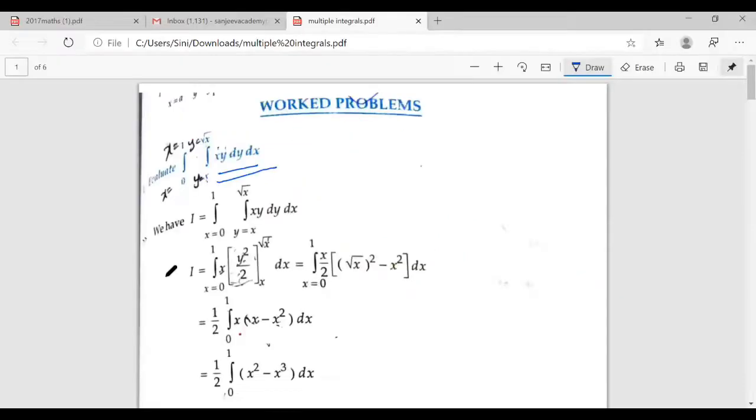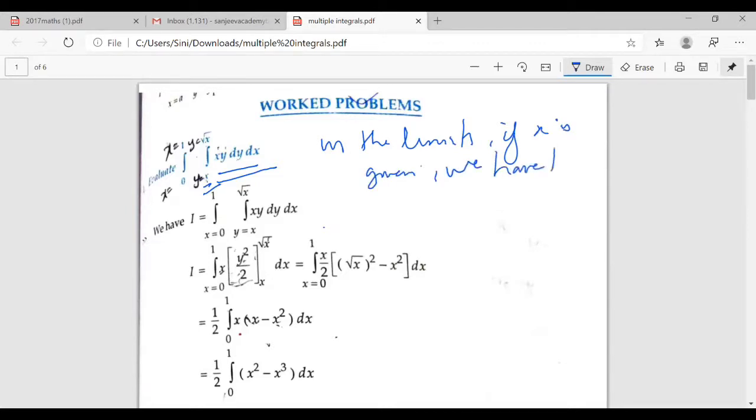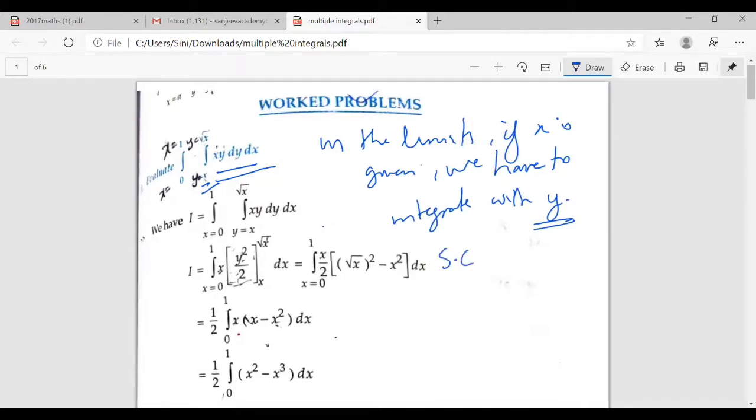So let's come back to the question. In the limits, if x is given, we have to integrate with respect to y. That is dy respectively. And one more shortcut I'll tell you.